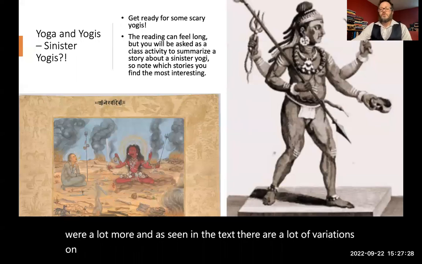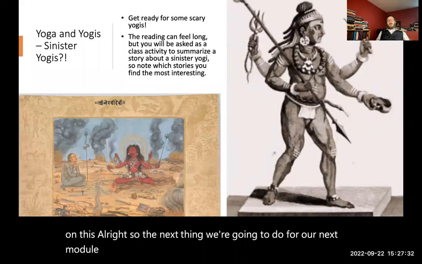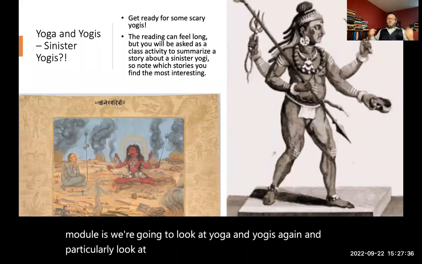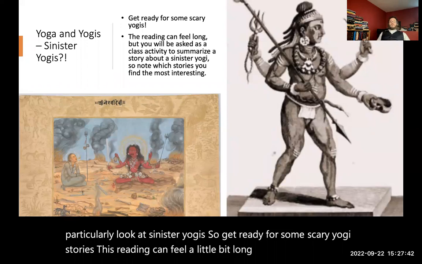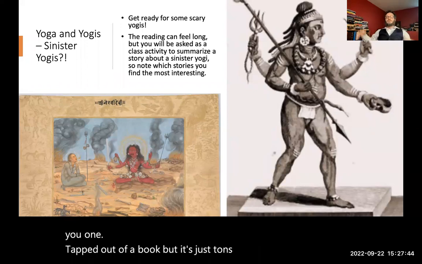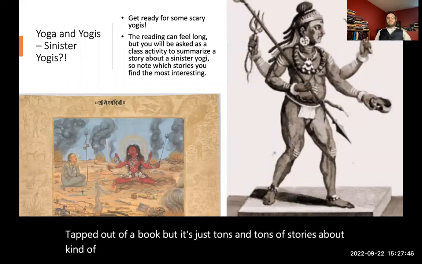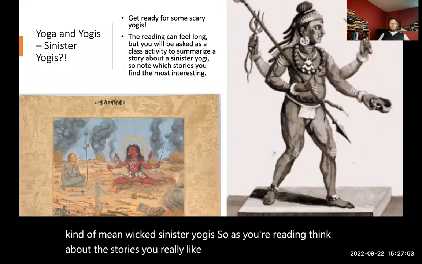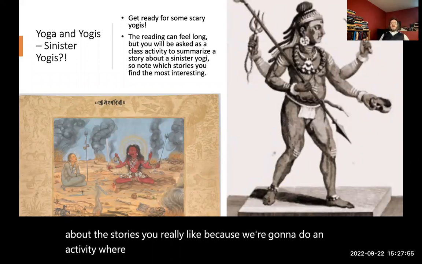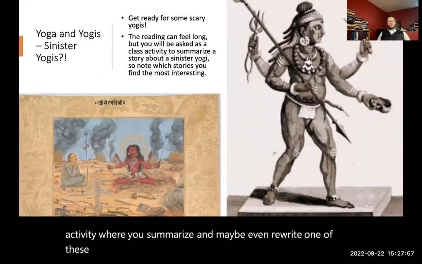All right, so for our next module, we're going to look at yoga and yogis again, and particularly look at sinister yogis. So get ready for some scary yogi stories. This reading can feel a little bit long. I'm going to give you one chapter out of a book, but it's just tons and tons of stories about mean, wicked, sinister yogis. As you're reading, think about the stories you really like, because we're going to do an activity where you summarize and maybe even rewrite one of these yogi stories from your own perspective.